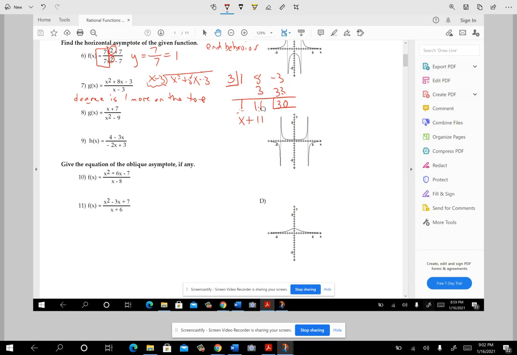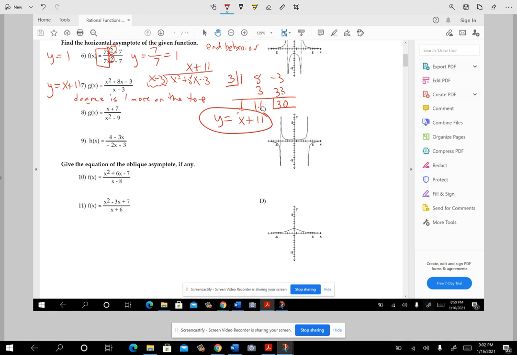And so your slant asymptote would be y equals x plus 11. This is your quotient, is what you get right there. Like if I did the long division, I'd wind up with the x plus 11 at some point up there on top. That's the quotient. And so this one, the answer would be that you have a slant asymptote. It would be y equals x plus 11. Here you have a horizontal asymptote at y equals 1. Notice they're all y equals type things.